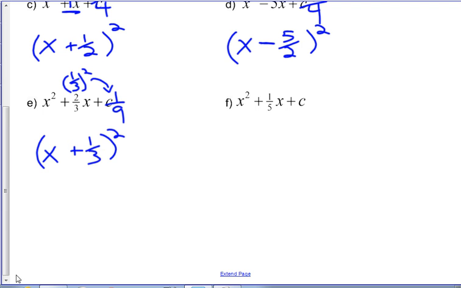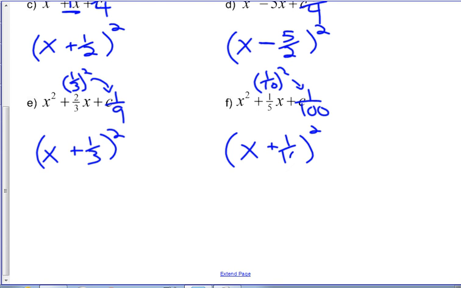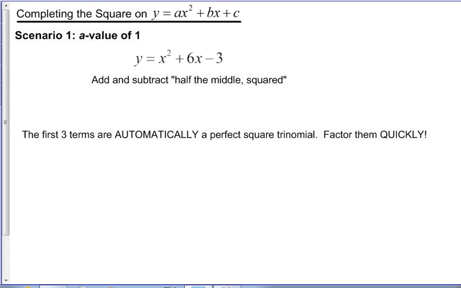And finally, half of 1/5, that's 1/10. Square it, gives us 1 over 100. And I just go x, half of a fifth is 1/10. So automatically we get these perfect square trinomials if we choose the right c value. And we should be able to factor them very quickly.